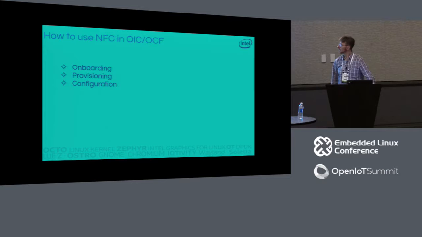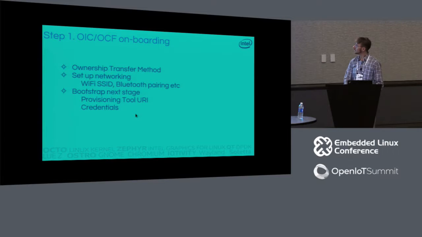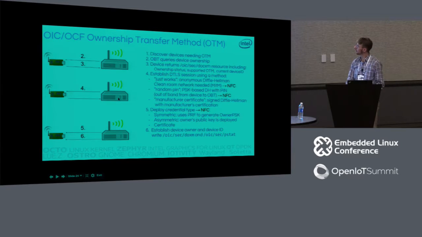So in OIC, we have the onboarding, provisioning, and configuration, as I also mentioned on the slide before. And step one would be the onboarding. That contains the ownership transfer method, basically establishing identity, then setting up networking for the next stage, and also bootstrapping the next stage, like telling who is the provisioning tool and how to find it, and credentials to access it.